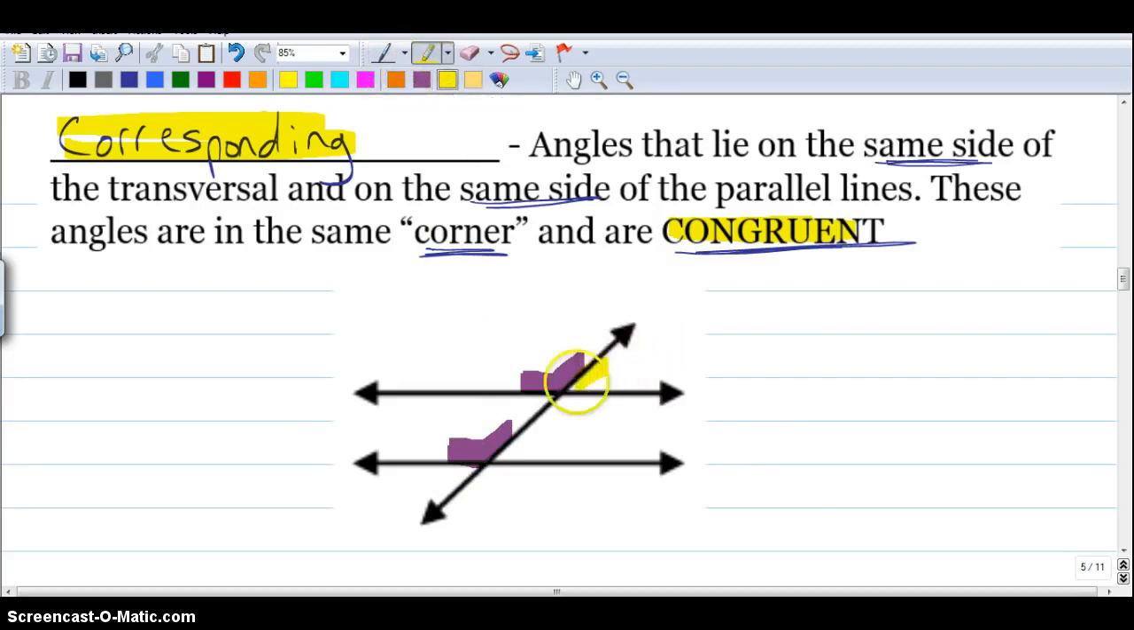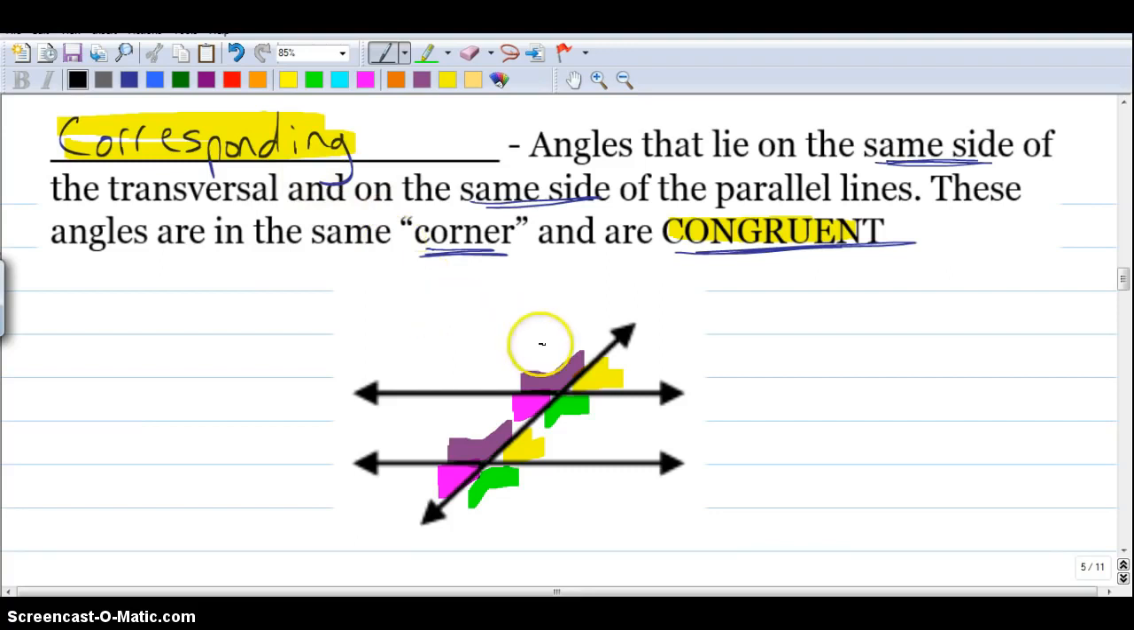This is the top right corner, the yellow here. This is the top right corner on the bottom. Those are corresponding angles. They are congruent. This is the bottom left corner, and that's the bottom left corner. The bottom right corner, and the bottom right corner. Those are congruent angles. They are corresponding.